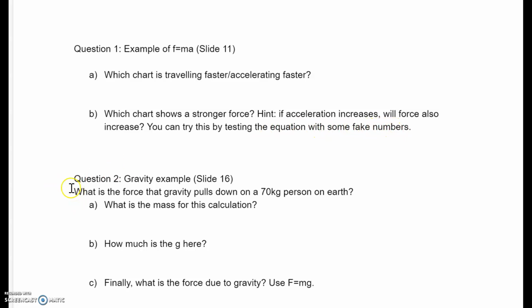So once you've answered that, question 2, gravity example from slide 16. What is the force that gravity pulls down on a 70 kg person on Earth? So part A of this, what is the mass for this calculation? Part B, how much is the g here? So how much is that g force, the acceleration due to gravity? And C, finally, what is the force due to gravity? Use F equals mg.